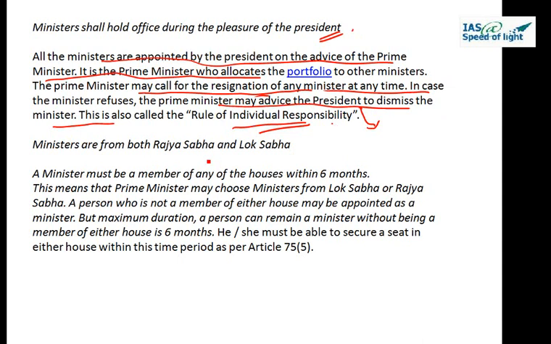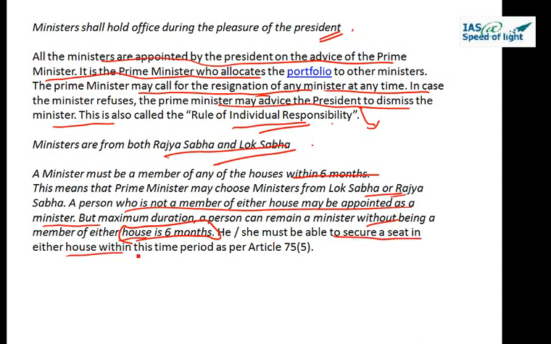Ministers are from both Lok Sabha and Rajya Sabha. This thing also we have seen. Moreover, we'll see it in the Parliament lecture also. A minister must be a member of any of the houses within 6 months. This means that the Prime Minister may choose ministers from Lok Sabha or Rajya Sabha, or a person who is not a member of either house of Parliament may also be appointed as a minister, but the maximum duration a person can remain as a minister without being a member of either house is 6 months only. So he or she must be able to secure a seat in either house within this time period. Article 75(5).